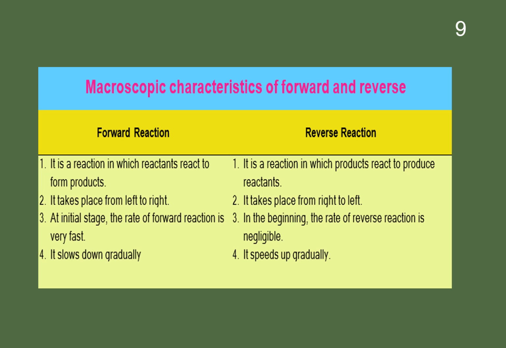Macroscopic characteristics of forward and reverse reaction. Forward reaction: it is a reaction in which reactants react to form product. Number 2, it takes place from left to right. Number 3, at the initial stage the rate of forward reaction is very fast and then gradually slows down. Reverse reaction: it is a reaction in which product reacts to produce reactant. It takes place from right to left. In the beginning, the rate of reverse reaction is negligible and then speeds up gradually.